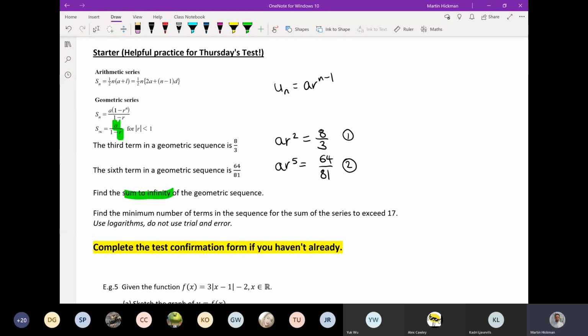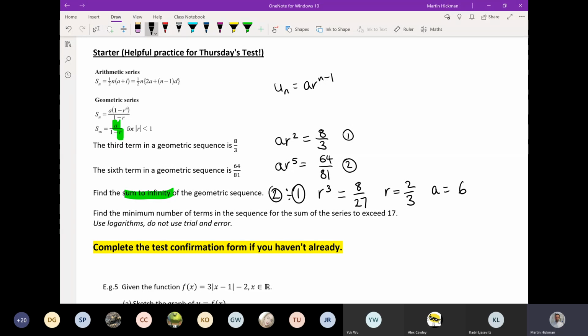So we do equation 2 divided by equation 1. The a's cancel. r to the power of 5 divided by r squared gives you r cubed. And 64/81 divided by 8/3 gives you 8/27. So we can find that r is 2/3. Sub that back into either equation 1 or equation 2. I'm sure you can all do that, so I'm just going to give you the answer: a is 6.